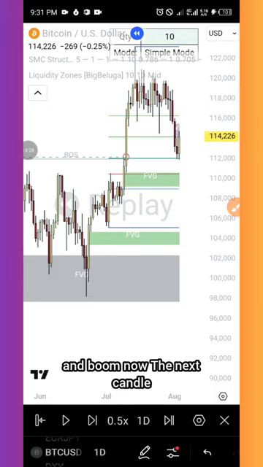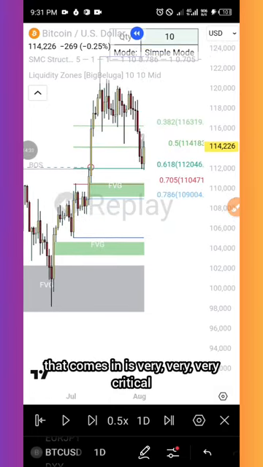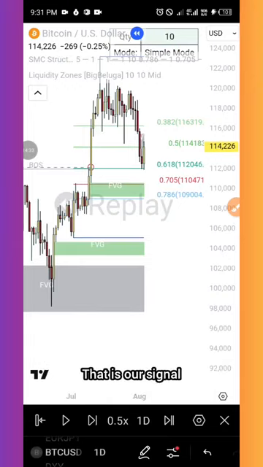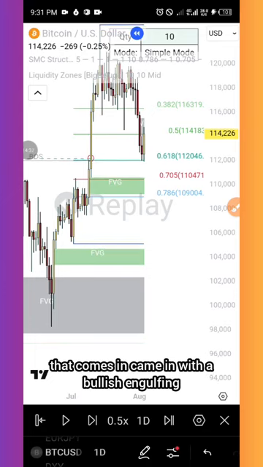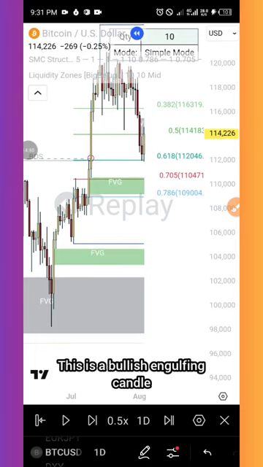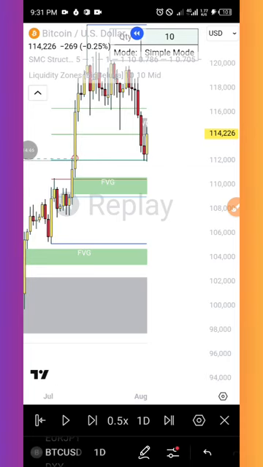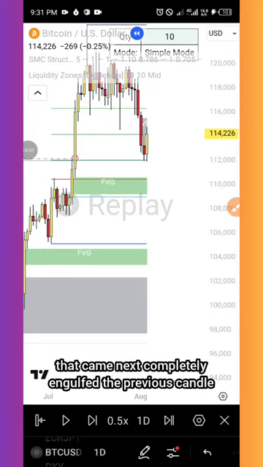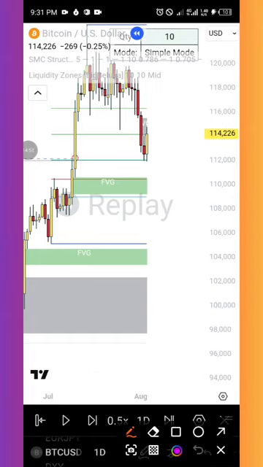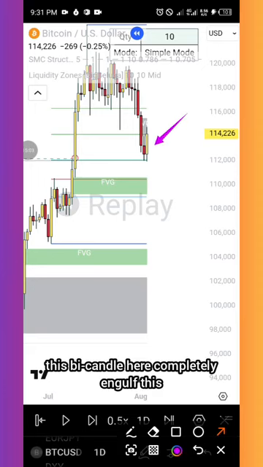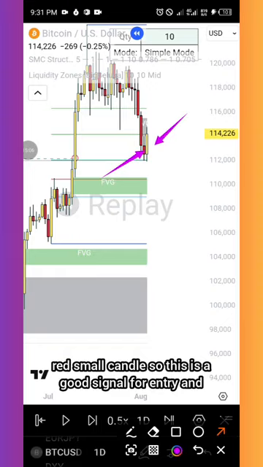And boom. Now the next candle that comes in is very, very critical, and that is our signal. The next candle that came in came in with a bullish engulfing. This is a bullish engulfing candle. I want you to go and read about bullish engulfing candles. They are very, very important. When I say bullish engulfing, it means that the candle that came next completely engulfed the previous candle. You can see that this buy candle here completely engulfs this small red candle. So this is a good signal for entry.